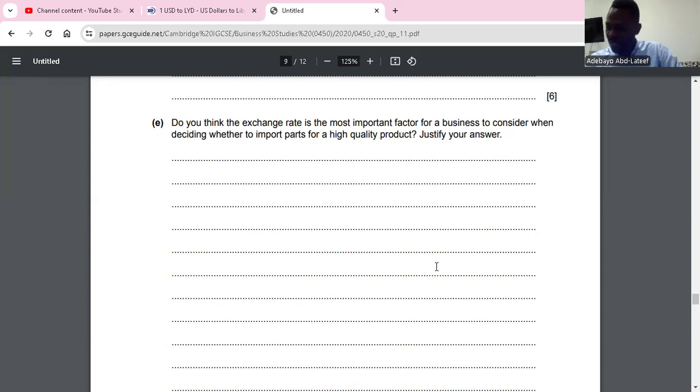Now go to depreciation. For depreciation, I wrote, this reduces the value of a country's currency, allowing less foreign currency to buy more of the domestic currency. This will increase the price of imports. As a result, it raises the cost of production for firms. So it is not ideal or advisable to import at this time when your country's currency is depreciating. Clear? Yes.